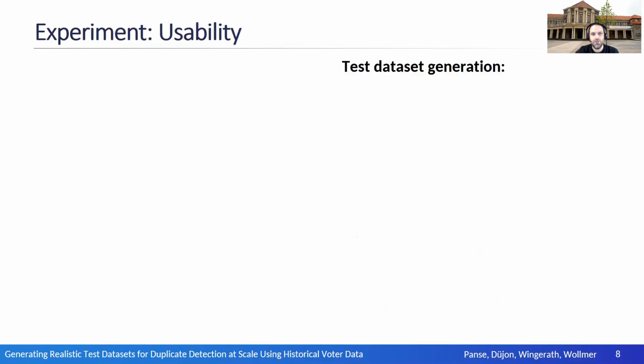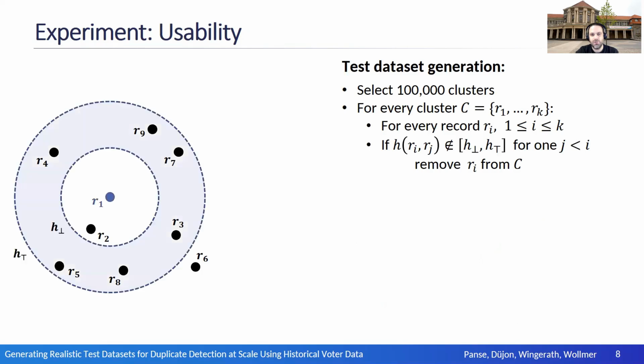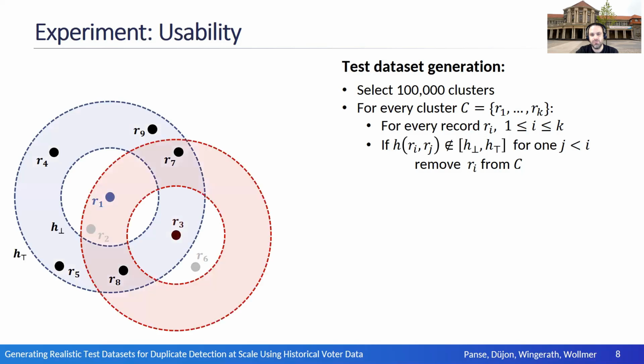Finally, we made an experiment to show how the pre-calculated heterogeneity scores can be used to customize datasets of different degrees of dirtiness. Here we executed a very simple generation approach. First, we selected 100,000 clusters. Then we iterated over the sorted list of records in each cluster and removed a record if its heterogeneity to one of its predecessors was not in the requested range, which was expressed by the 2 thresholds h-bottom and h-top. This is illustrated at the left side for a cluster with 9 records defined within a 2-dimensional space. In this example, the cluster is reduced to 3 records.